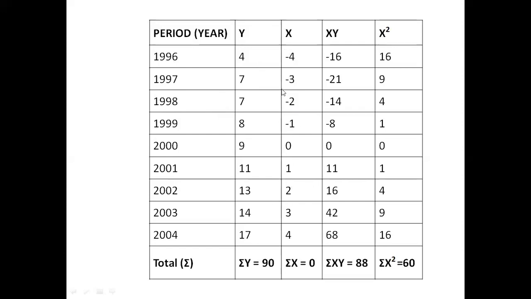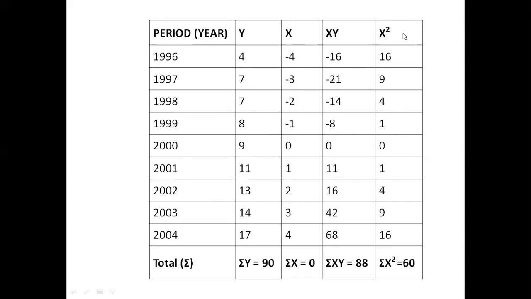Now again, as we did in the previous two questions, we will solve in the same manner. Do the multiplication of xy and find out the value of square of x. So again, as you can see, x into y, xy की वैल्यू हमने यहाँ कैसे कैलकुलेट की है? 4 into 4 minus 16, 7 into 3 minus 21, 7 into 2 minus 14, 8 into 1 minus 8 because it is minus 1, 9 into 0 0 रहेगा, it will remain 0 only. So in that manner we calculate the value of xy.